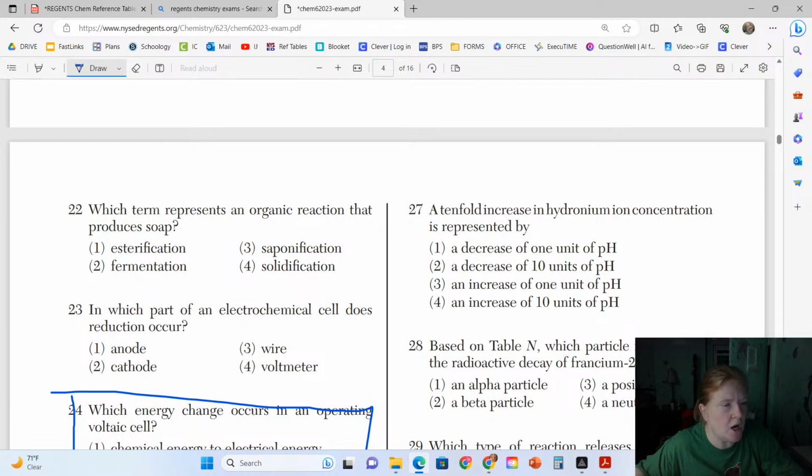Okay, so what happens to charge, mass, and energy in chemical reactions? Yeah, for sure, that's another repeat question. Charge, mass, and energy are conserved.